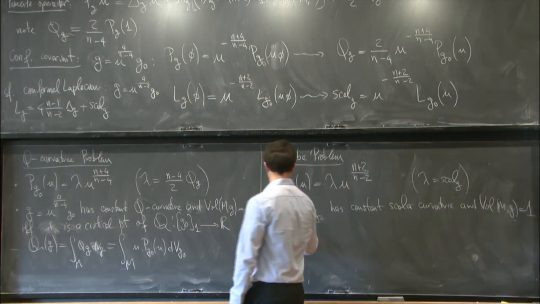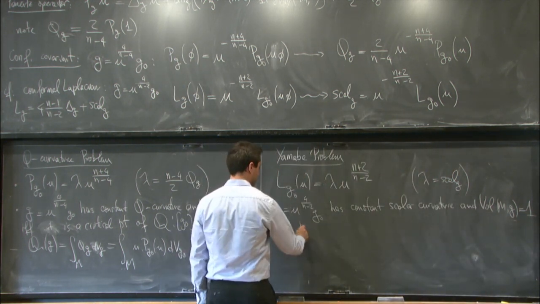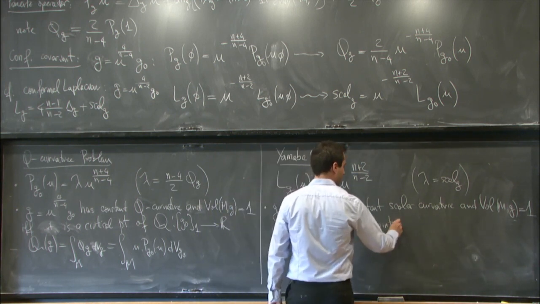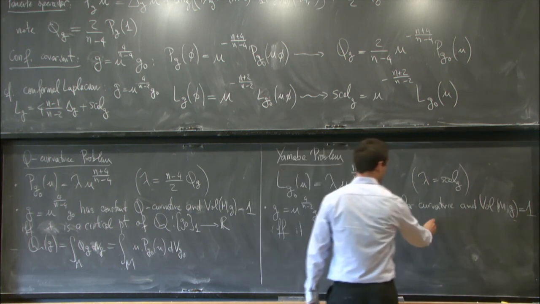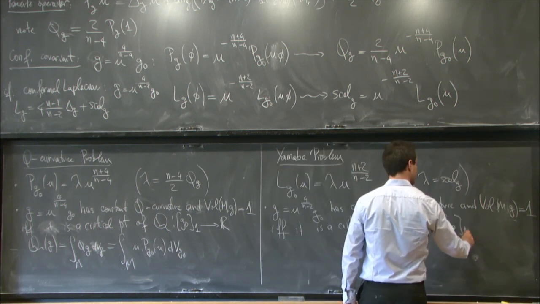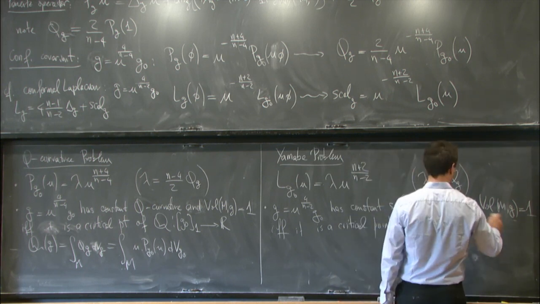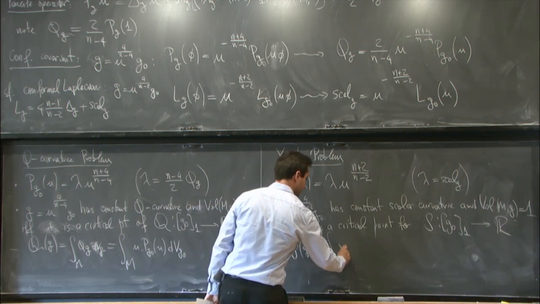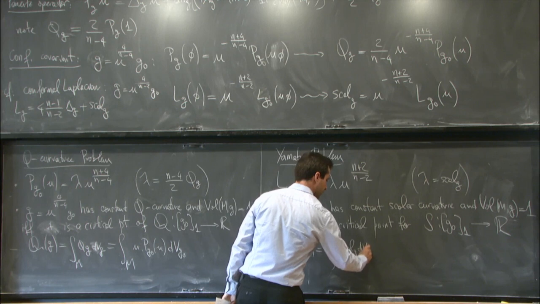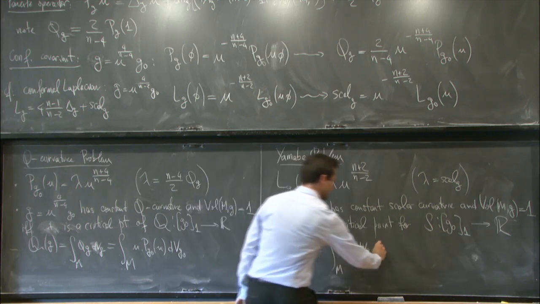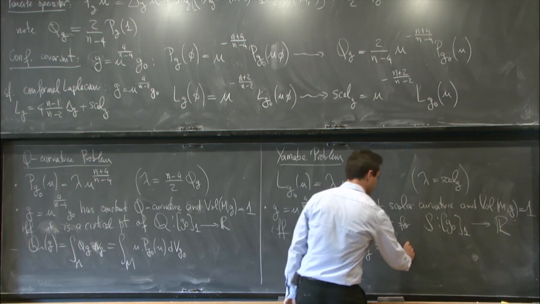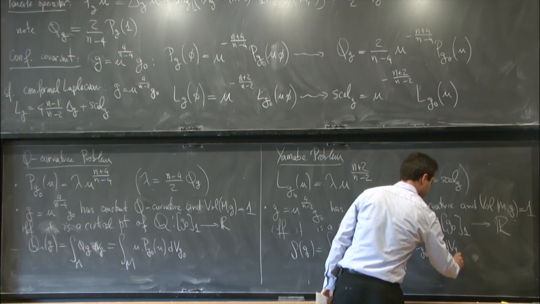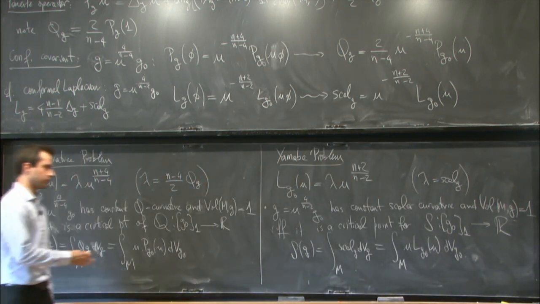If and only if it is critical for the total scalar curvature. So maybe I'll write S for total scalar curvature in the unit volume metrics conformal to G0. Here S of G is the integral of scalar curvature of G with respect to the volume form, which is the same thing as integrating U times the conformal Laplacian of U times the volume form of G0. Right, so there's a complete parallel story there.